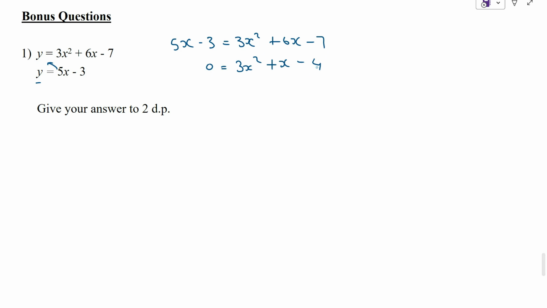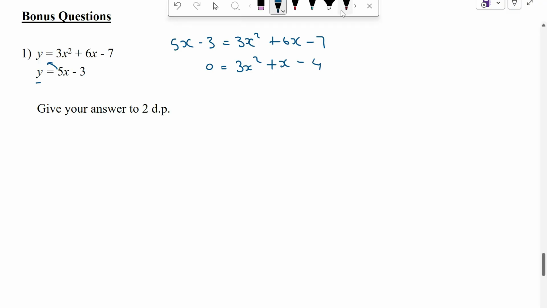Okay, so this is our simplified equation. Now just a quick pointer here. As the question has already stated, we need to give our answer to 2 decimal places, so we know that we need to use the quadratic equation to actually solve for x, and that factorization here wouldn't work.